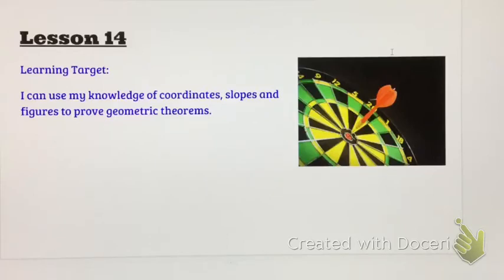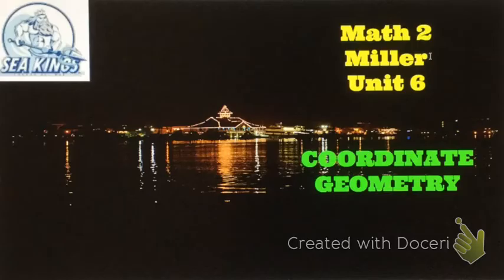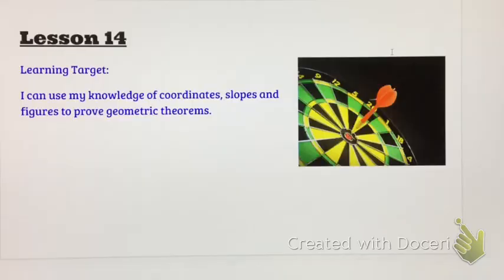All right, lesson 14. This is it. This is the last unit lesson of Unit 6. Oh, yeah, there it is. Unit 6, coordinate geometry. And here's what we're doing today. Nothing new. This is combining everything we know about coordinates, slopes, geometric figures, and theorems. We're putting it all together into proof.